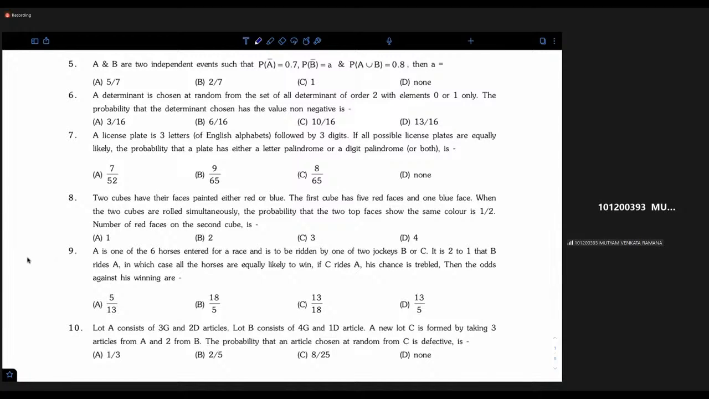What is the name of the book? Which book, beta? Which book are you talking about? This is not the textbook.